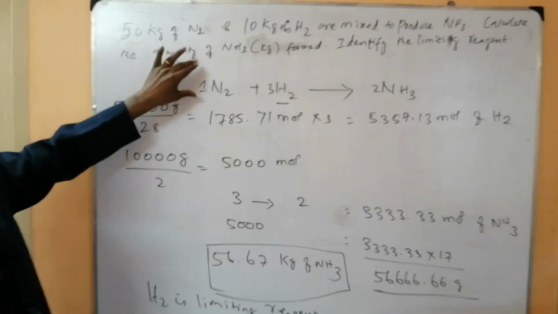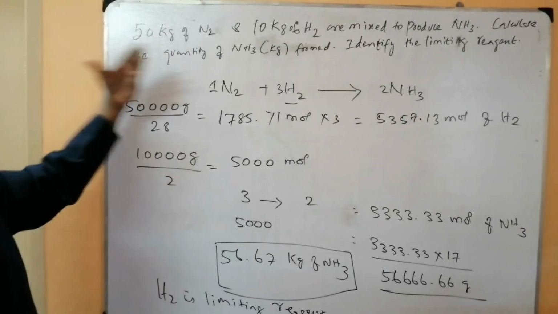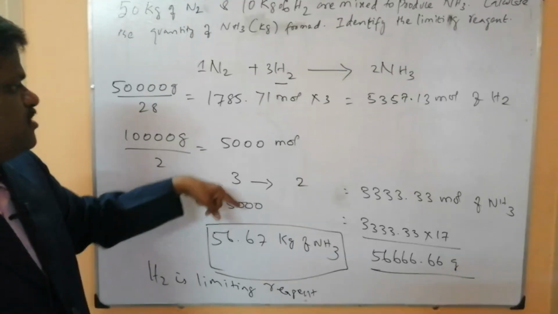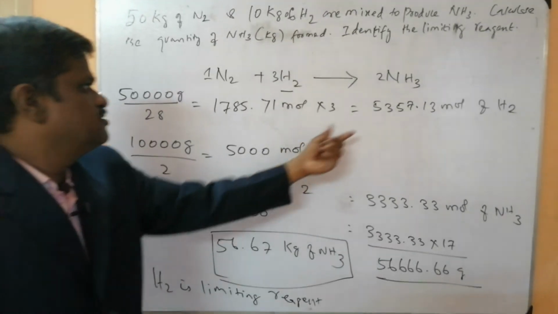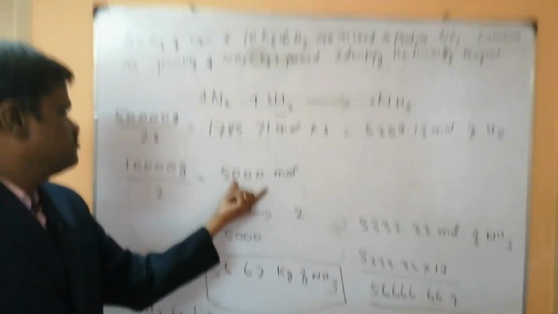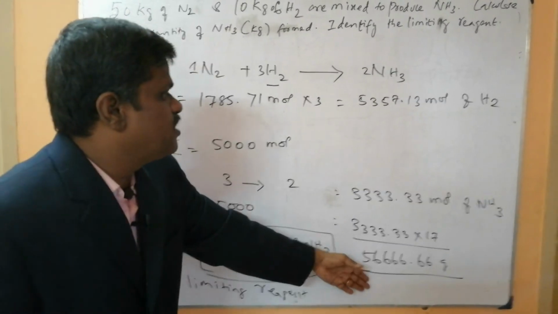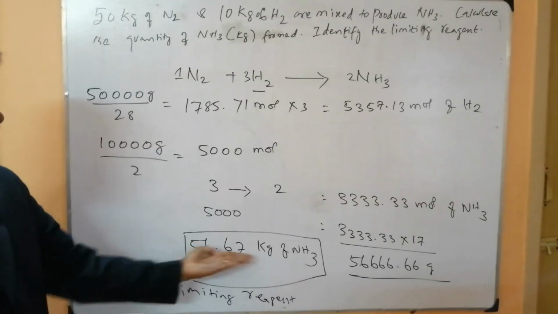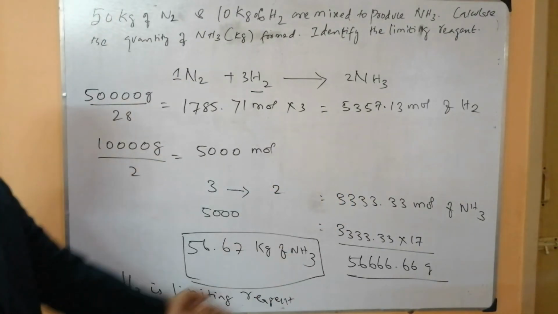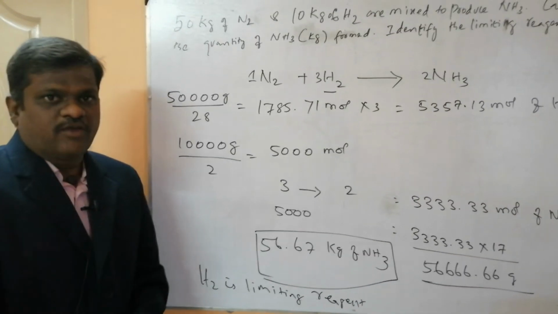So first we derive the equation, convert the quantity into moles, and find the limiting reagent. Then on the basis of the limiting reagent, we find how many moles of ammonia form, and convert that into quantity by multiplying by the molecular weight. This is a very simple way. I hope you understand it. Thank you.